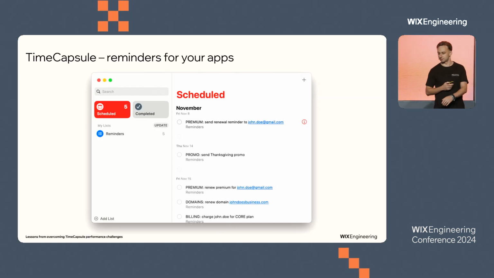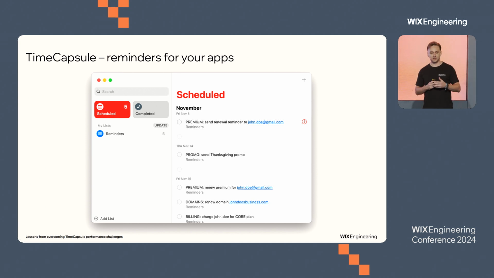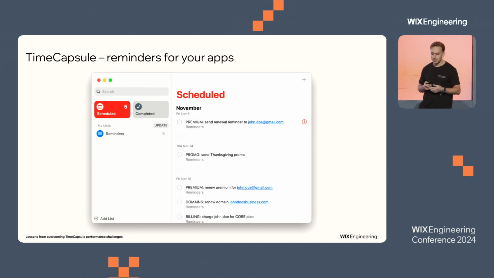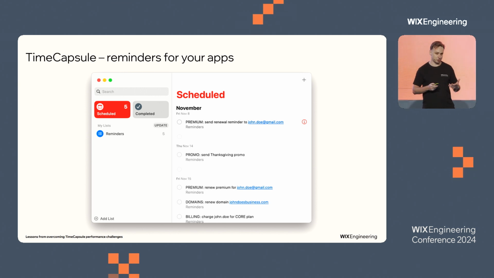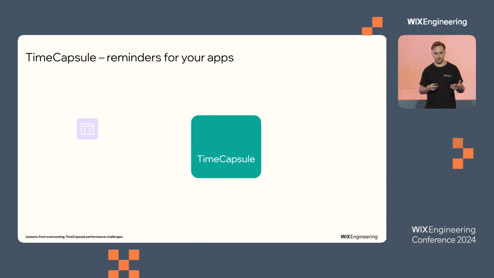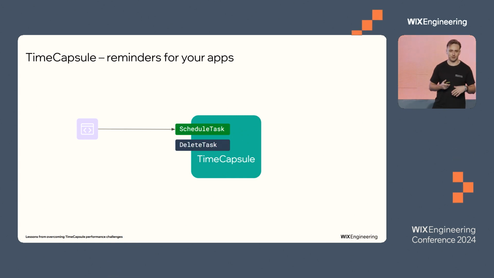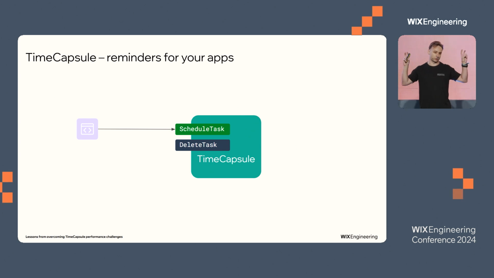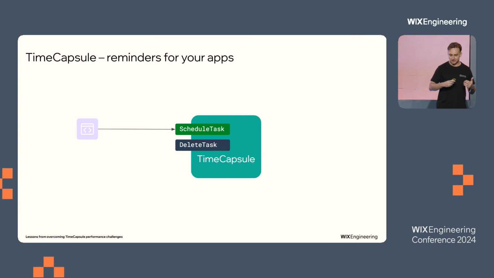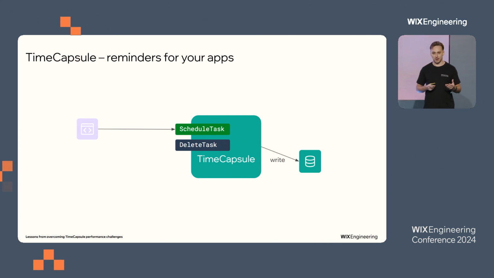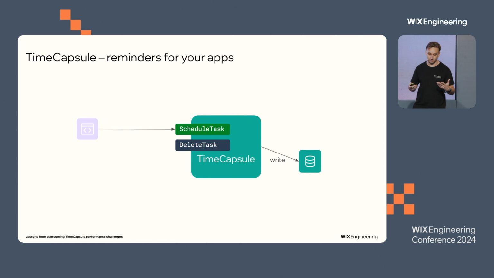So what is TimeCapsule? TimeCapsule is a distributed task scheduler, but you can think of it as a reminders application on your Mac or your iPhone, but it is meant to be used by other applications. So it has an API with methods like schedule task and delete task. When an application creates a quote-unquote reminder, it makes a call to the schedule task endpoint, and then TimeCapsule writes this task to the database, and the application can continue doing whatever it was doing.